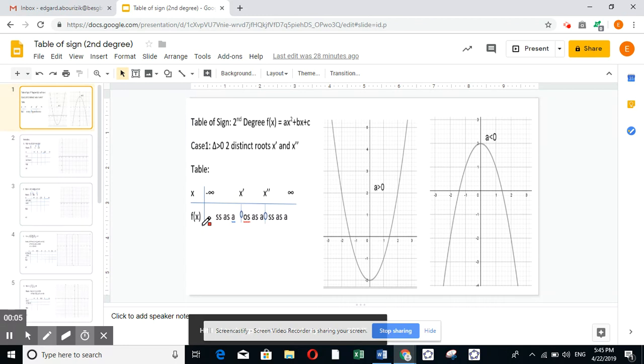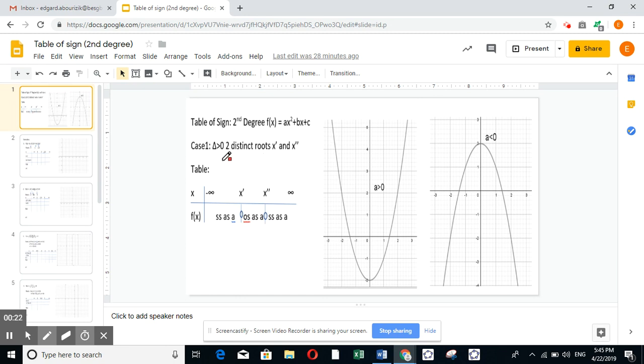Before you watch this video, you must watch the video before, which was the table of sign for first degree f of x equals ax plus b. Now we're going to continue with second degree. Second degree means graphically it's a parabola. You all know a parabola.